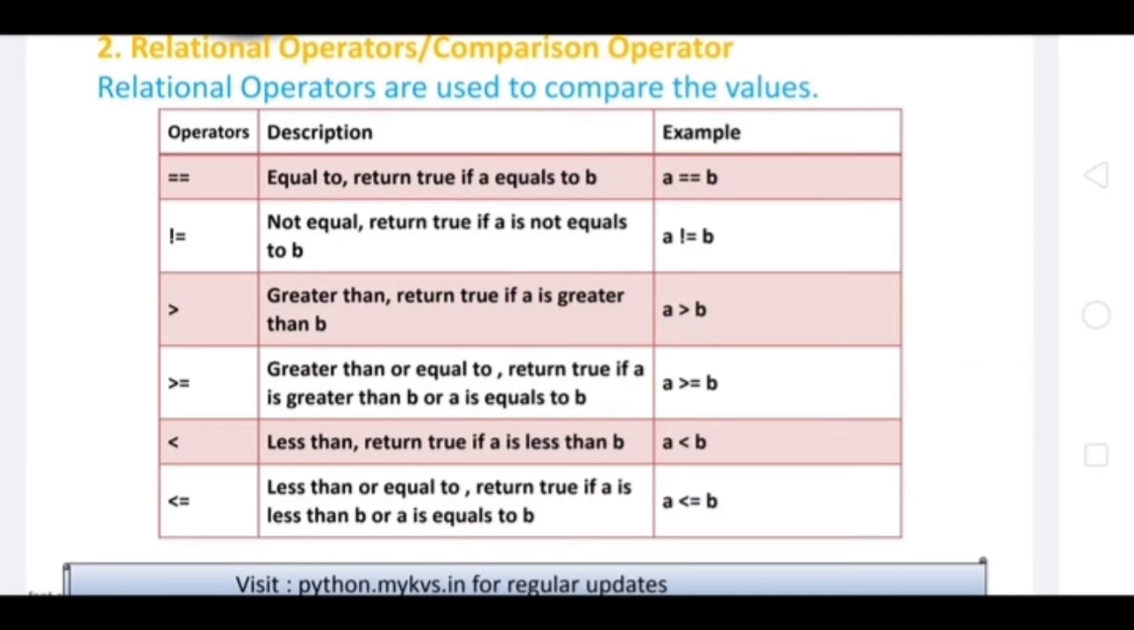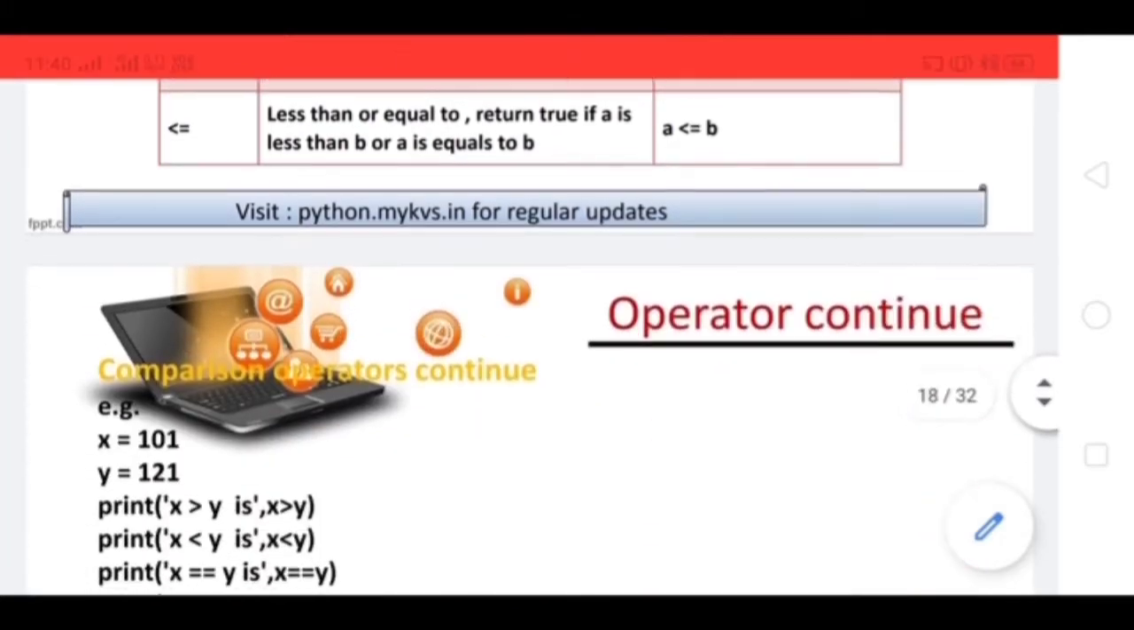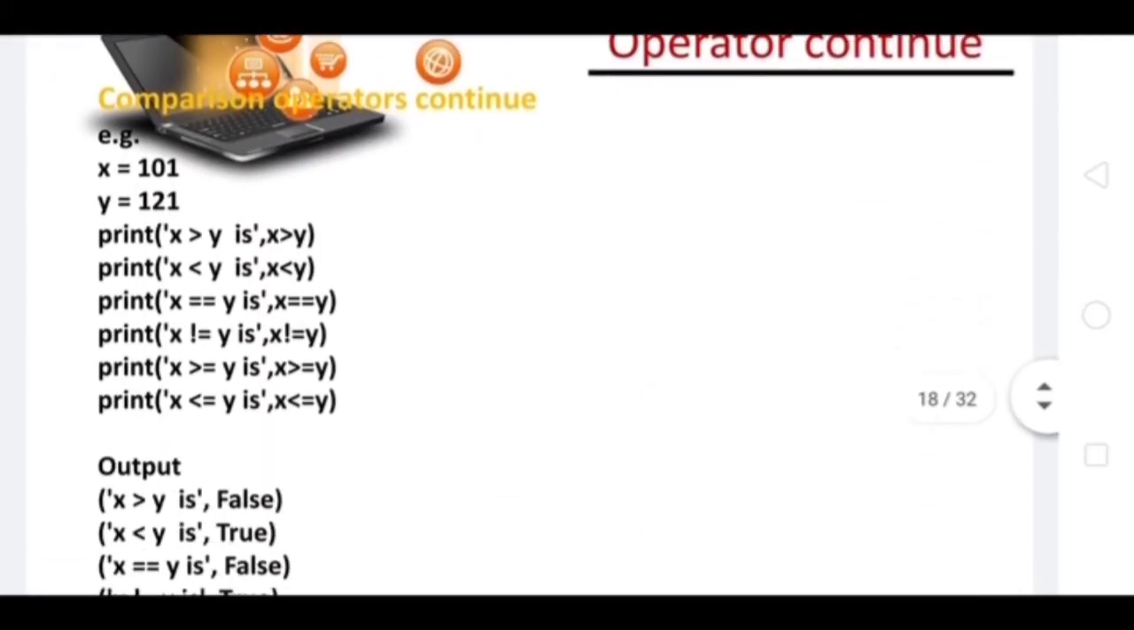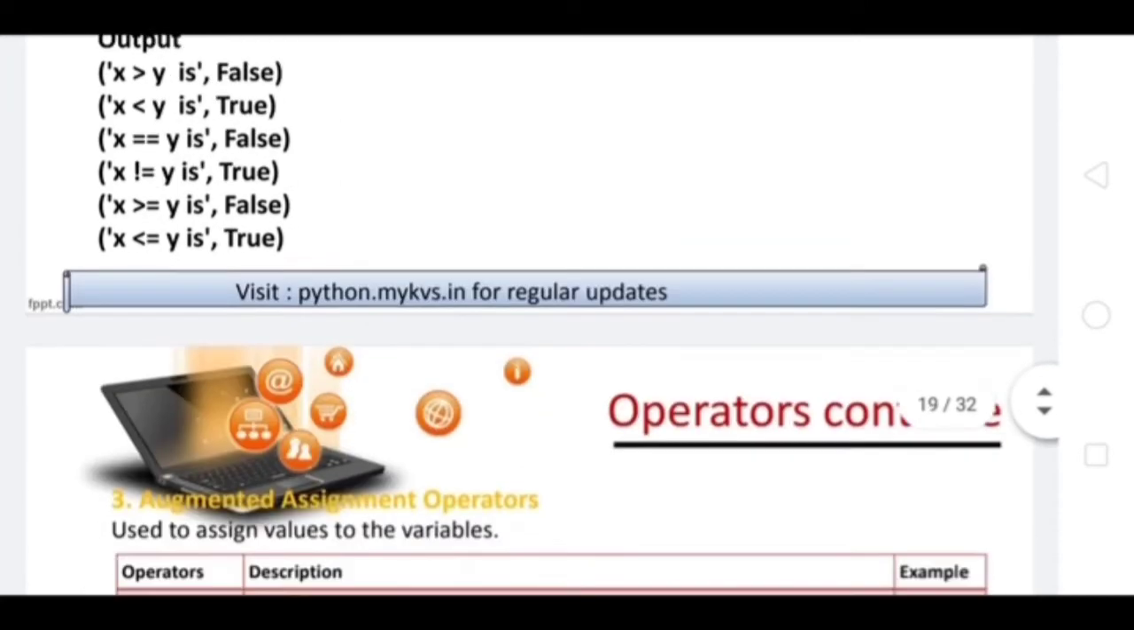The second one is the relational operator, or comparison operator. The operators are equal to, not equal to, greater than, less than, and so on. Always remember that these operators always give the answer as true or false, because they compare the left hand side with the right hand side. See, if I have x equal to 101 and y equal to 121, then my answer is false, because 101 is not greater than 121.